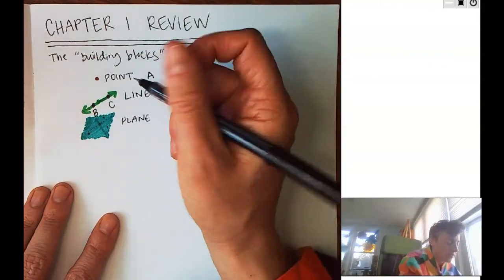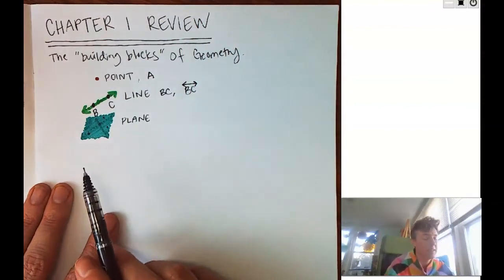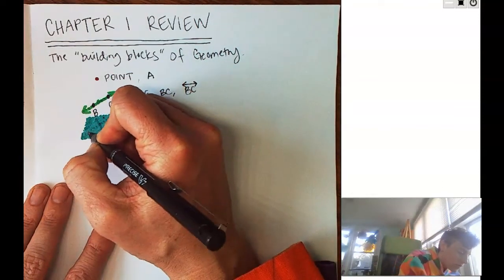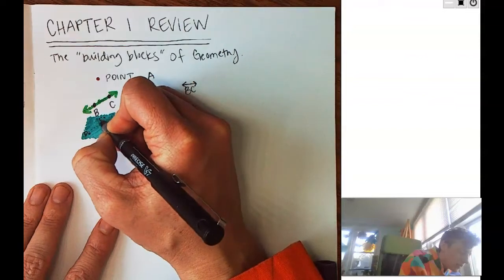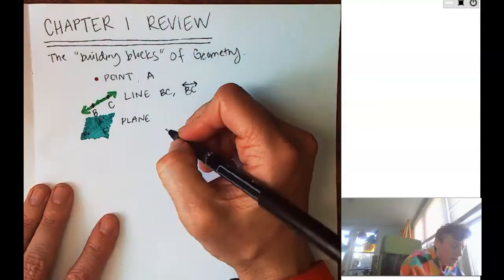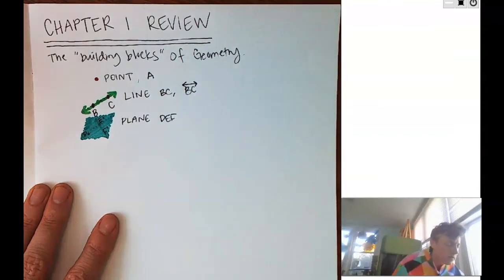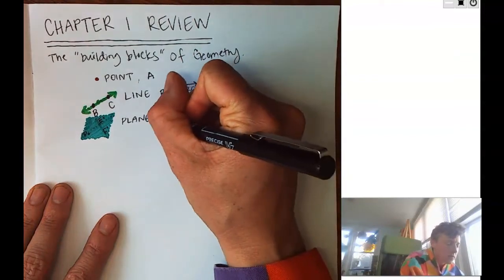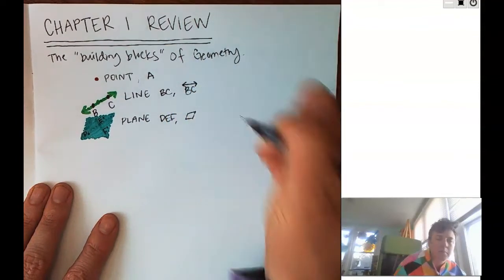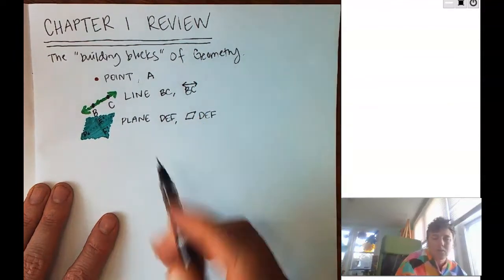This is just a plane, though. It's got 3 points that are not all in one straight line. Because then it wouldn't define a plane. It would just define a line. 3 points that are not in a line. Let's call them D and E and F. So we'll call this plane DEF, which you could just name with those 3 letters. You can also use this plane symbol, DEF. Either one of those are okay.